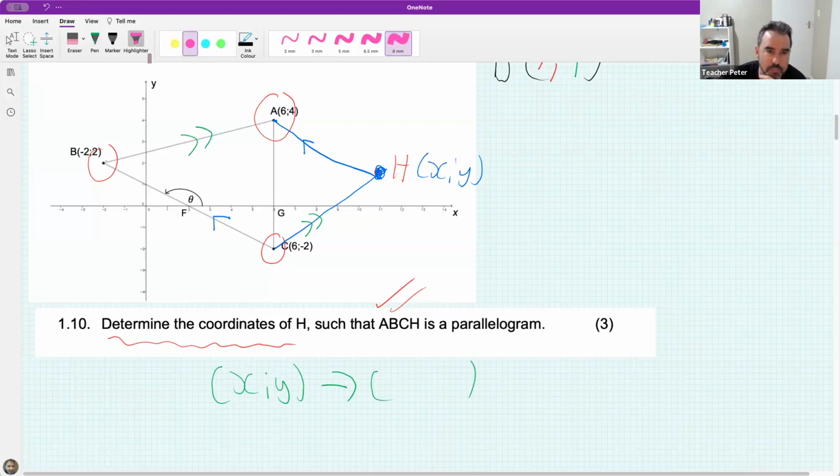So choose 2 points to focus on to go on a journey. I was thinking of focusing, you don't have to focus on these two, but how do I go from B to A? And then you use that to help you to go from C to H. You could have done it by going from B to C as well. It doesn't matter. And pop those hands up if you have a question.